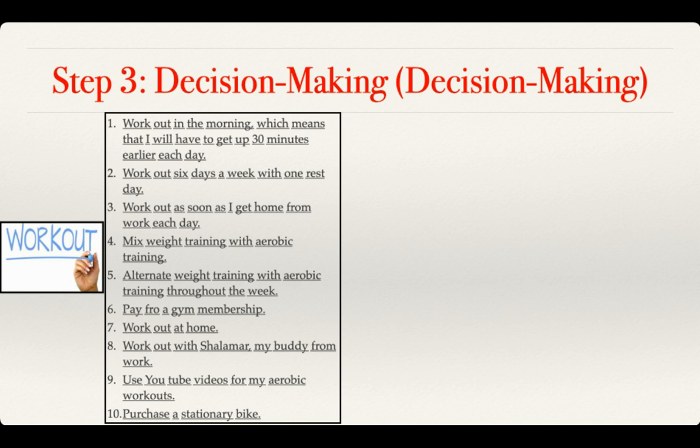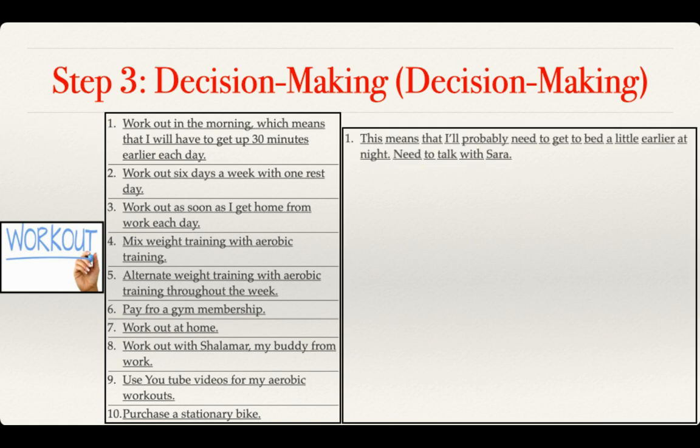Let's take a look at a written analysis of these possibilities, these 1 through 10 possibilities for the great idea for change, in this case, working out on a consistent basis. For number 1, which is work out in the morning, which means I'll have to get up 30 minutes early, this means that I'll probably need to get to bed a little earlier at night.